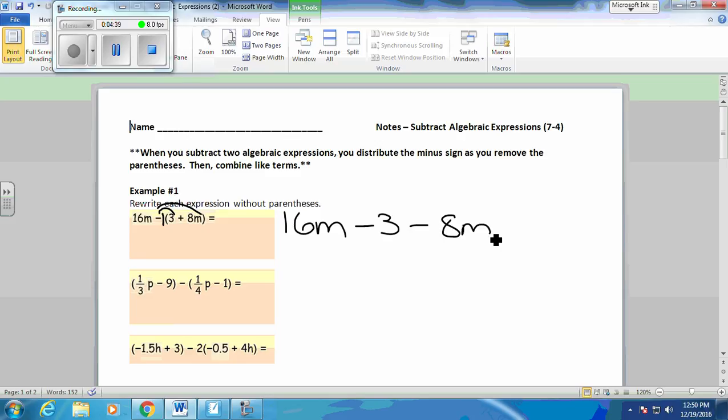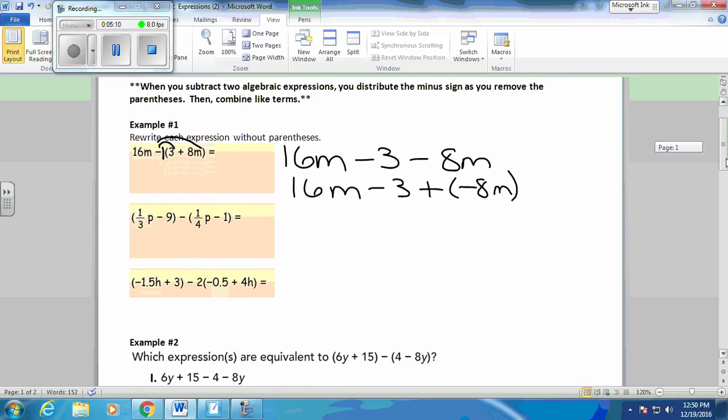It would not be wrong to have 16m minus 3 plus negative 8m if you wanted to have that. But again, having the two signs next to each other, plus having like terms that I need to worry about, I like to just have one sign in front of the number. So they only asked you to rewrite these without the parentheses. They're not actually asking you to simplify and combine like terms. So this is your final answer.